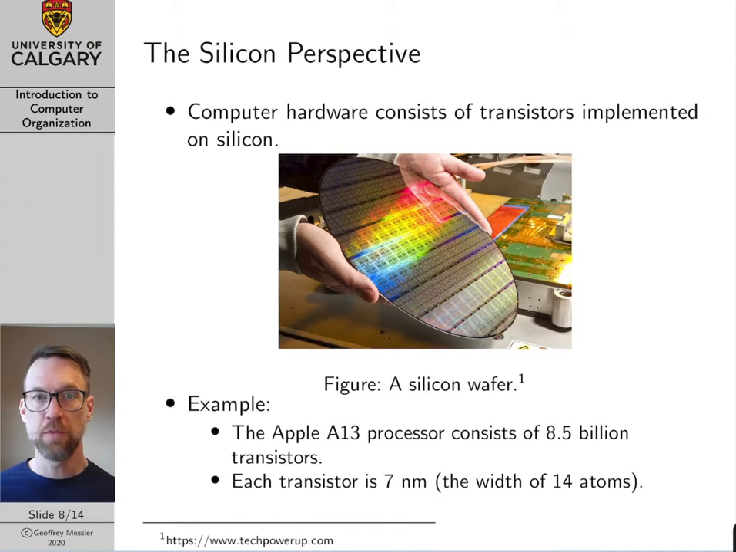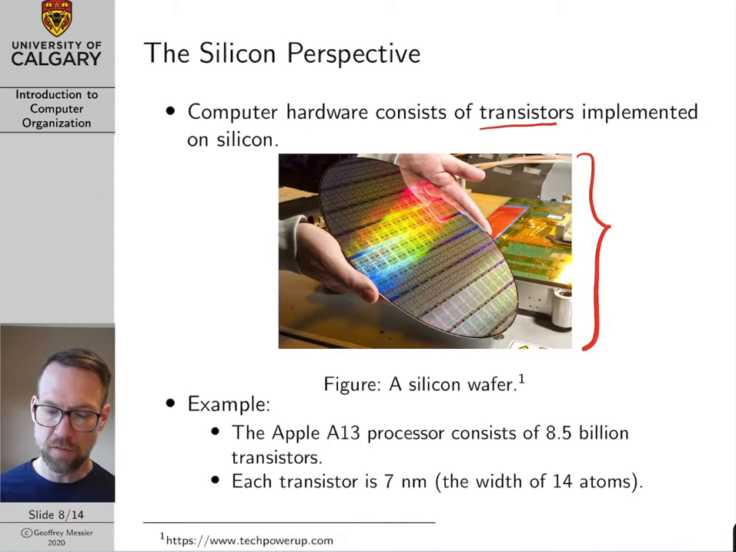Another perspective we can take on a computer is something I'm going to refer to as the silicon perspective. Now, most people have heard of the idea that computers are implemented using very small devices that are created on chips made of silicon. And of course, these devices are transistors. And maybe you've even seen pictures that look like this.